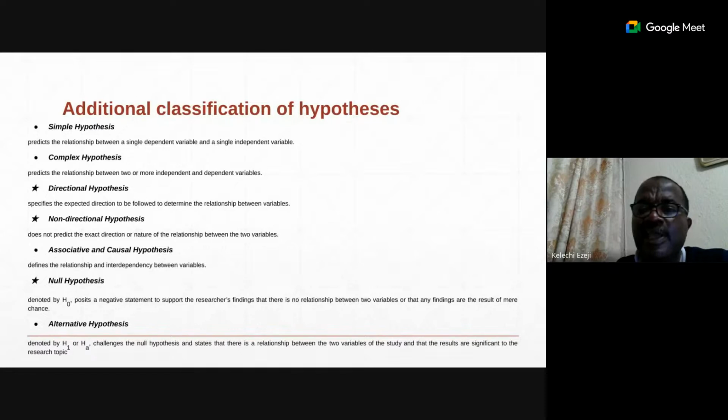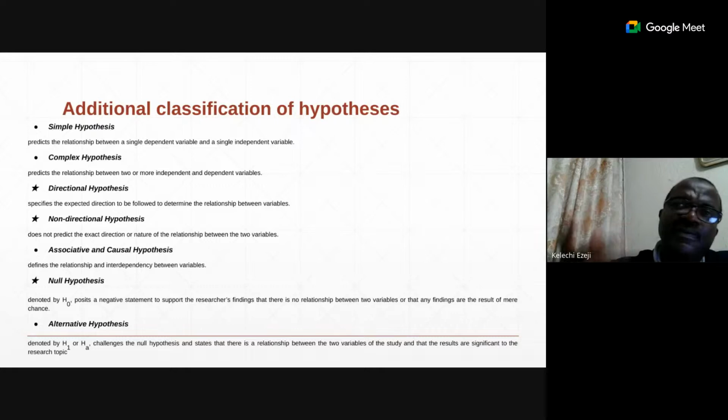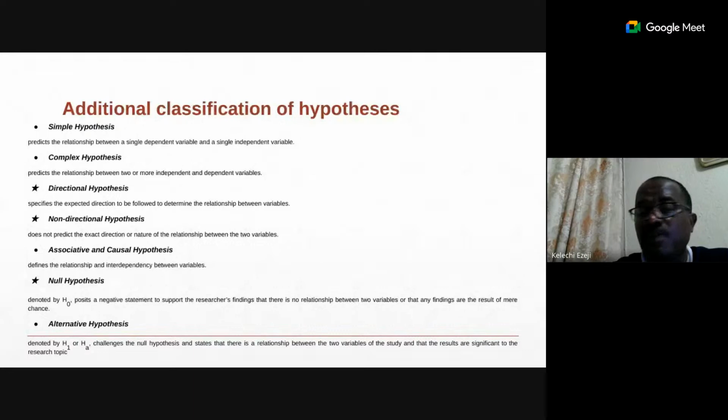And of course, the null hypothesis, which is usually denoted by H0, that's the way it's usually written. It's a negative statement to support the researcher's assumption that there is no significant relationship between variable A and variable B. And in many cases, in some schools, a null hypothesis is proposed, and an alternate is also proposed, which says the opposite and challenges the null, and states that there is such a relationship existing.